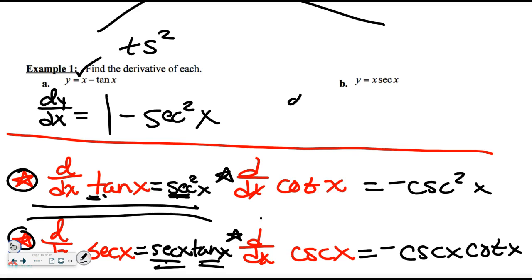Kaden, with the rules I already know, what rule do I need to use here? The multiplication. Yes, it's a product of 2 functions.